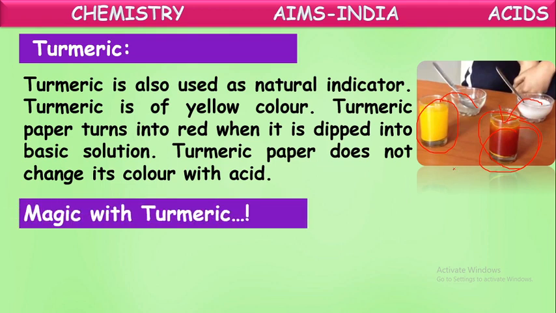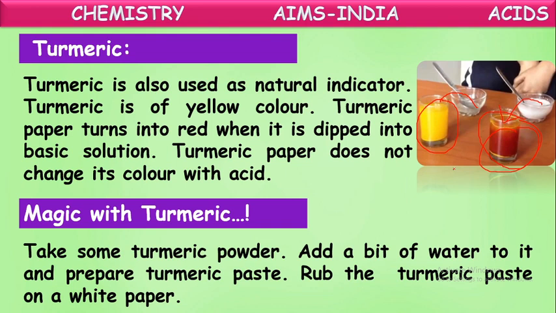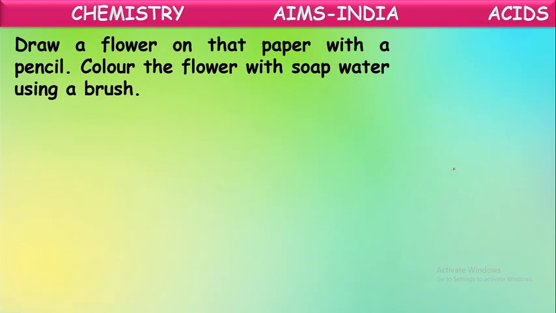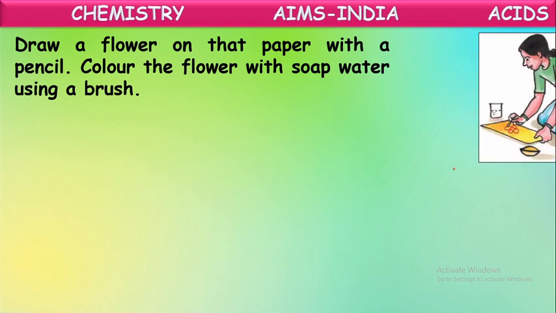Magic with turmeric. Yes, we can do some color magic with turmeric. Take some turmeric powder, add a bit of water to it and prepare turmeric paste. Rub this turmeric paste on white paper so that the white paper becomes yellow in color. Now, draw a flower on that yellow paper with a pencil. Color the flower with soap water using a brush.